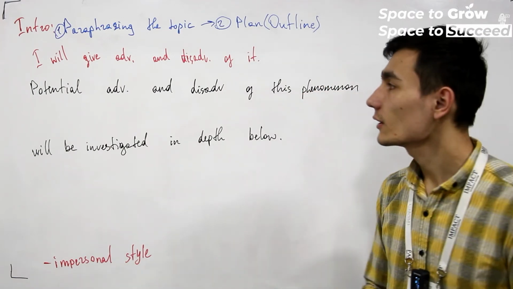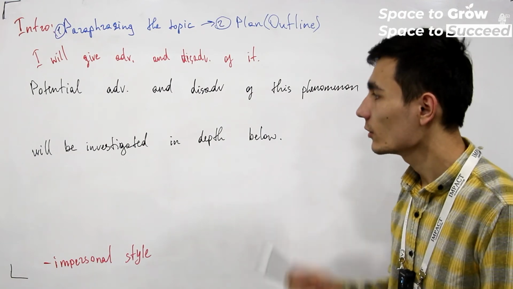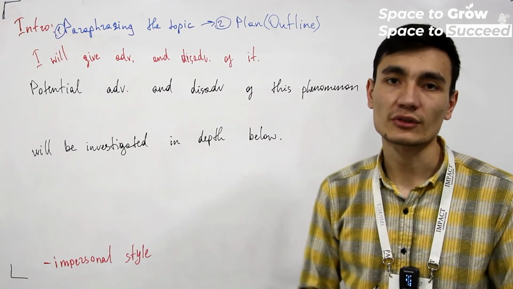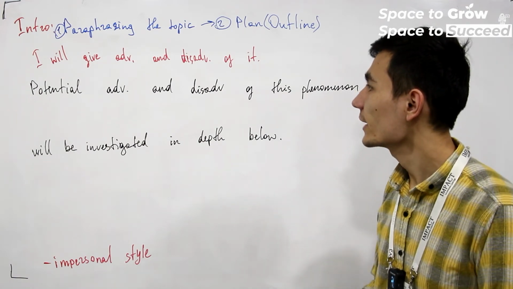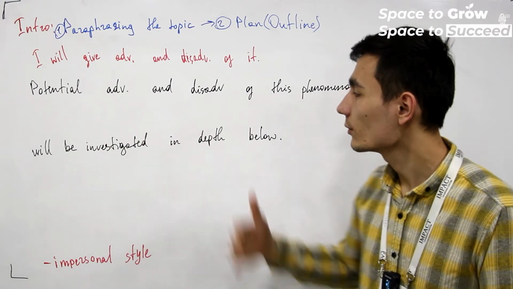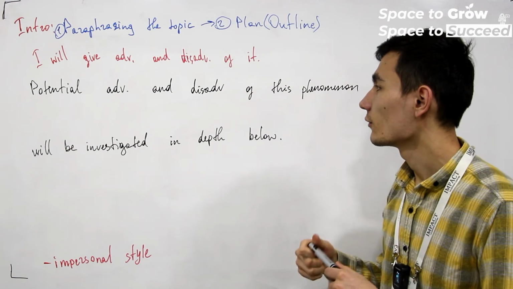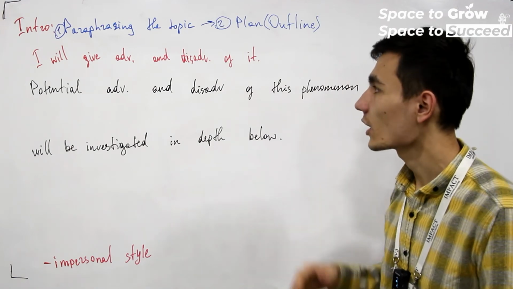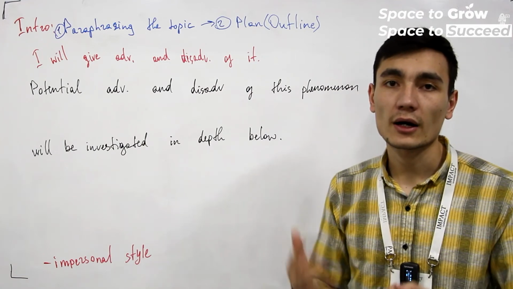and as you see, we wrote: potential advantages and disadvantages of this phenomenon will be investigated in depth below. The reason why it's a good plan is we use passive voice, will be investigated, and we use better structures and better vocabulary: in depth below, this phenomenon, potential. These words are good and they're going to give you a high lexical resource score.